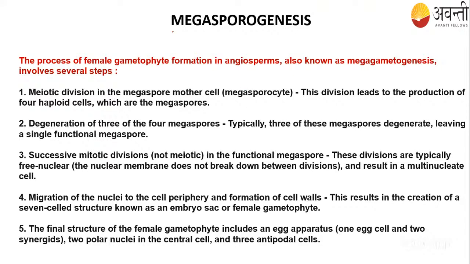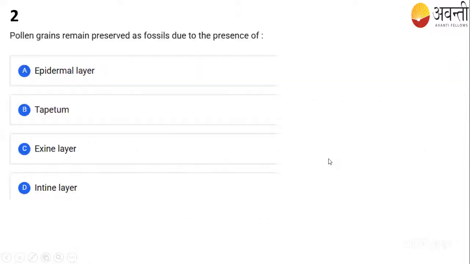Okay, guys. So this is about megasporogenesis. I think you understood this. I hope you understood clearly. Now let us go to the next question. The pollen grains remain preserved as fossils due to the presence of, we studied, right? The pollen grain has remained for 2000 years and for 10,000 years, right? Now you tell me, because of which layer can this pollen grain be preserved as a fossil?